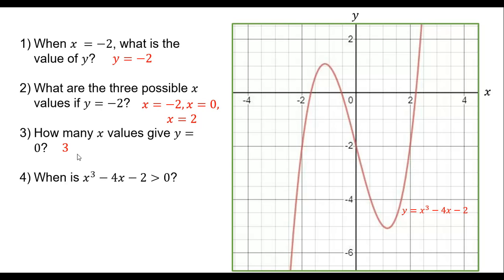When is x cubed minus 4x minus 2 more than 0? Okay, so this graph here is y equals x cubed minus 4x minus 2. Okay, so for this question, we want to see for what values of x this graph is more than 0. So is the y value more than 0? And we can see that that happens here and it happens here. Okay, so on these parts, the y values are more than 0. So that satisfies the condition.